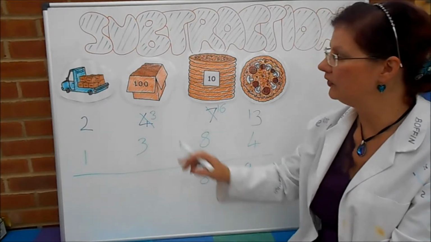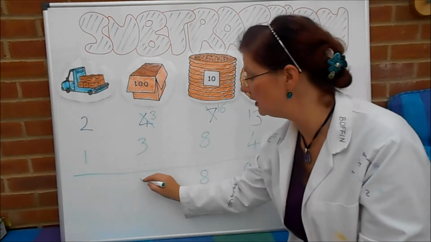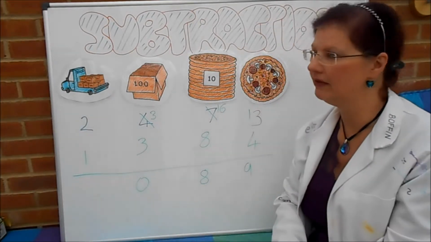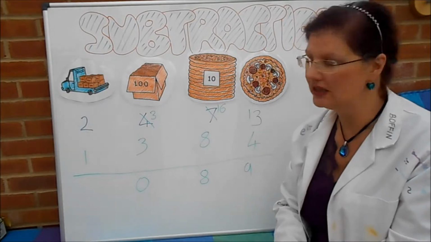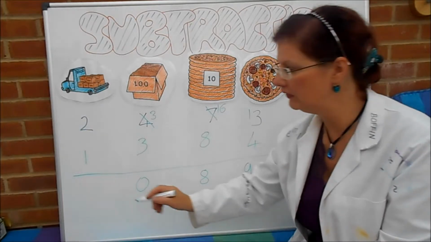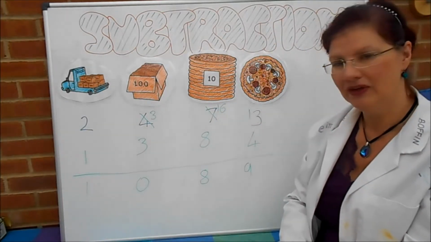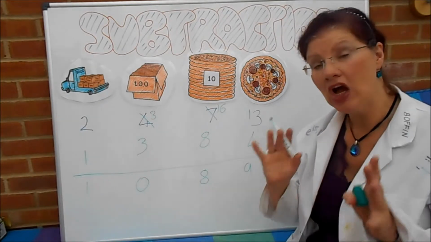Now, into the warehouse. You have 3 boxes. Your customer wants 3 boxes. Easy peasy. You sell them all and you have none left. And then trucks outside in the car park. You have 2 trucks. Your customer wants 1. That leaves you with 1. So the answer, 1,089. Okay, hopefully you got that.